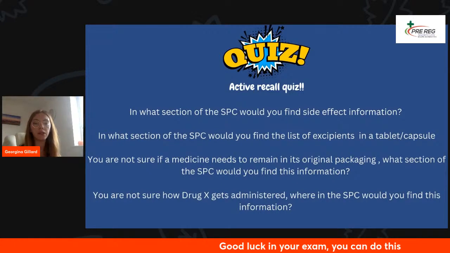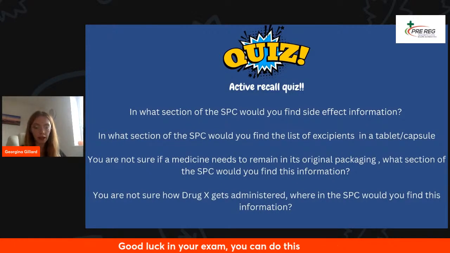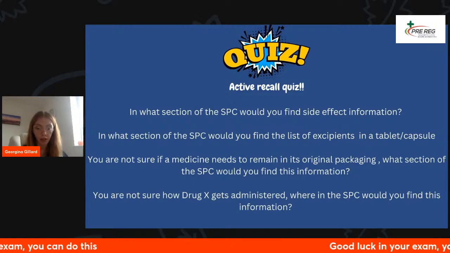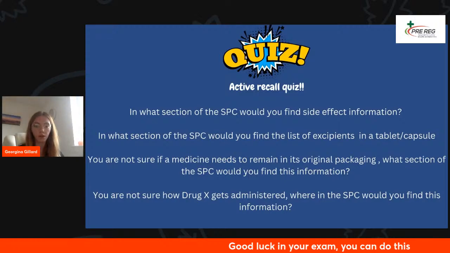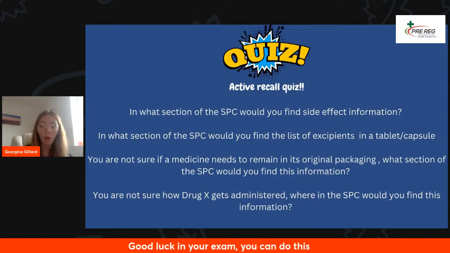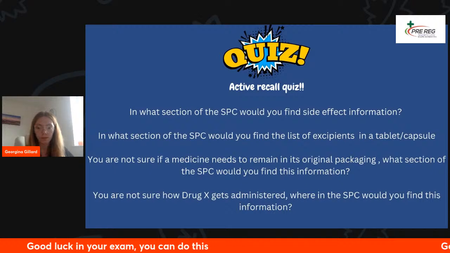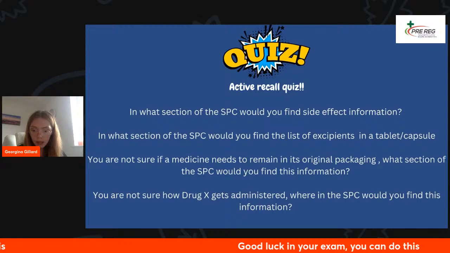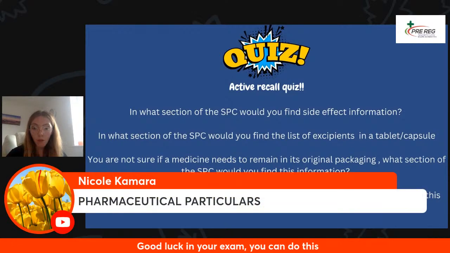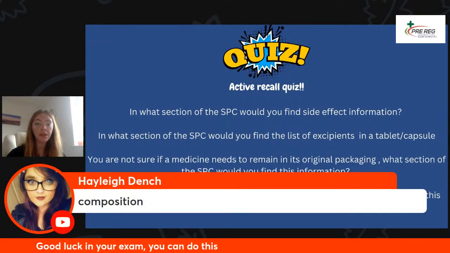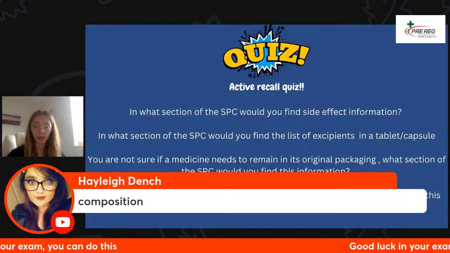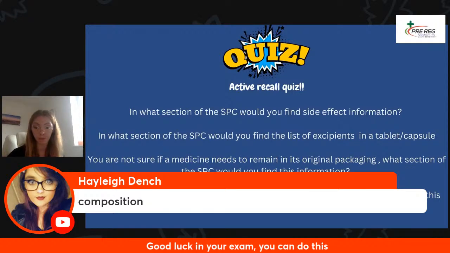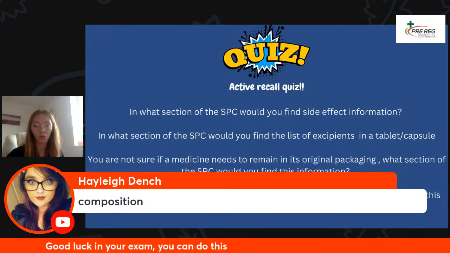In what section of the SPC would you find the list of excipients? Let's say, for example, I am lactose intolerant, or I could simply be a Tiva diva and I didn't want certain excipients, where would I find that? You'll find it under your pharmaceutical particulars. You can also find some key excipients in your composition. For example, sodium content is going to be under your composition. It's just a quicker way for you to find it.